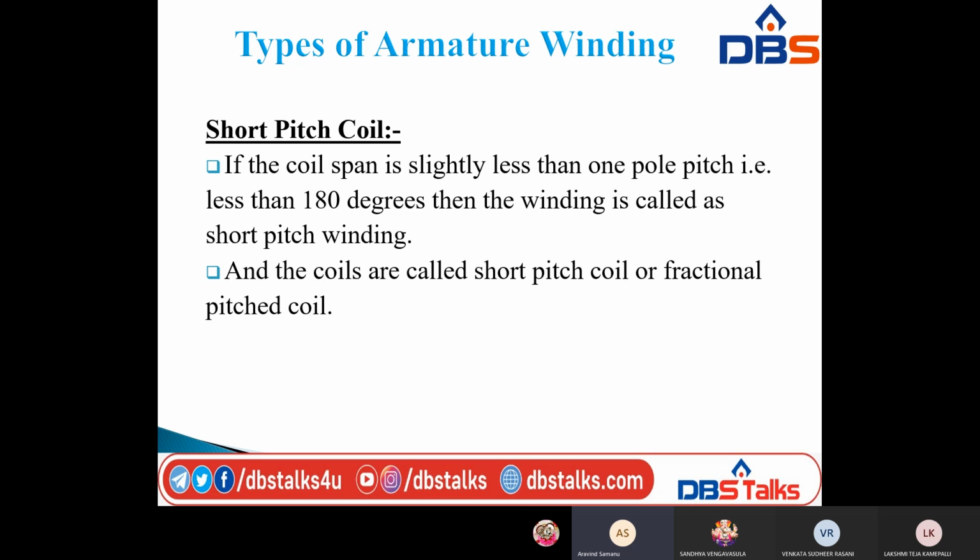If the coil span is less than 180 degrees, that is, if the coil span is less than one pole pitch, then the winding is called short pitch winding, and the coils are called short pitch coils or fractional pitched coils. If you see this diagram, you will understand.